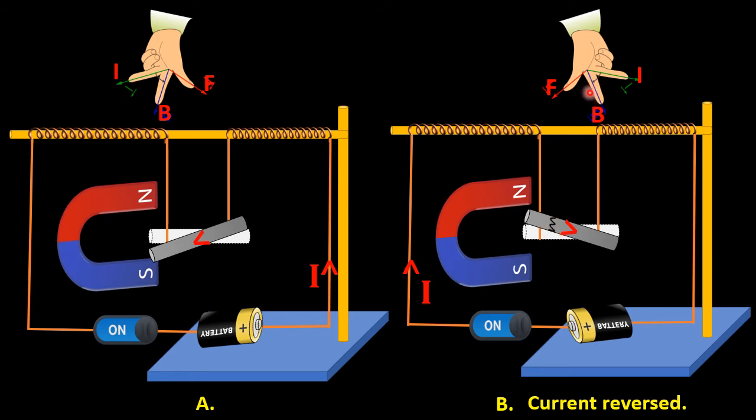Now the direction of the current is from left to right, so it is given by the center finger, and the direction of the magnetic field is from top to bottom, so it is given by the forefinger, and the thumb, which is pointing away from us, will give the direction of the force which is acting on this conductor. So this is all about the activity.